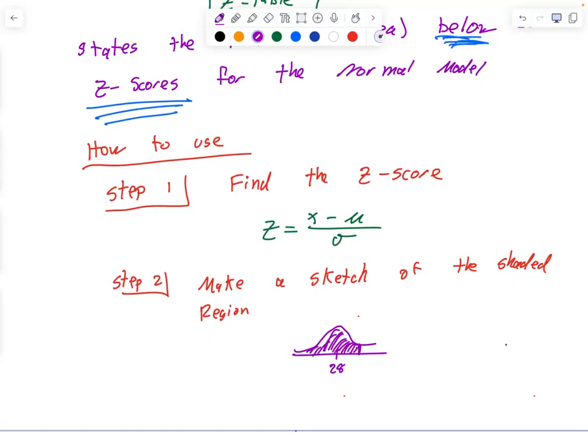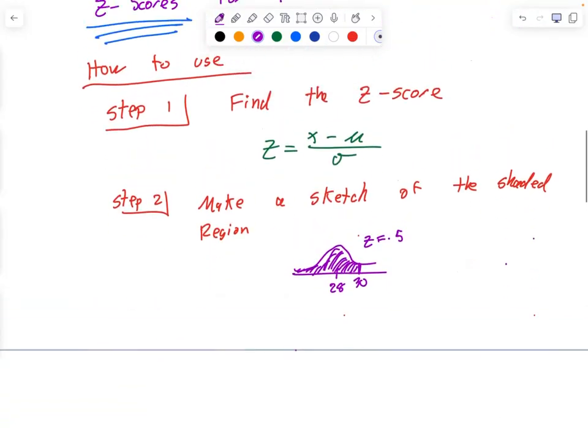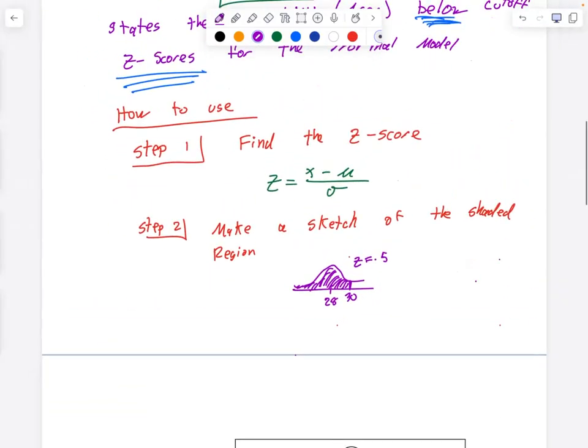Step 3. I'm just doing an example. Step 3. Use the z-score to find area below.